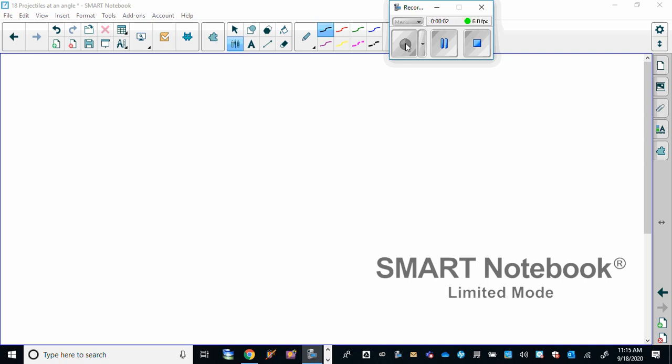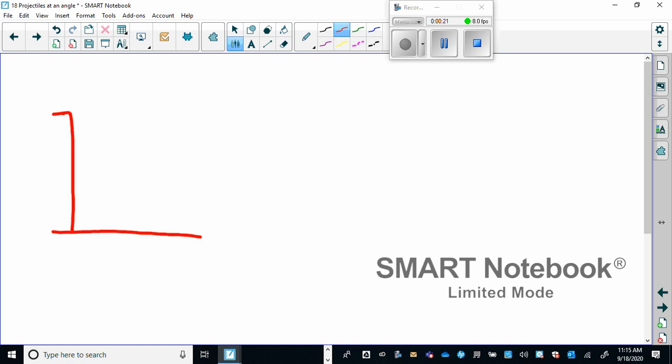So this is the second part of lesson 18, and it actually doesn't deal with projectiles at an angle, but it is all part of projectile motion and has a common problem that you see. Basically what we're going to do here is take a ball and throw it up, and it's going to go over a cliff and land down there.